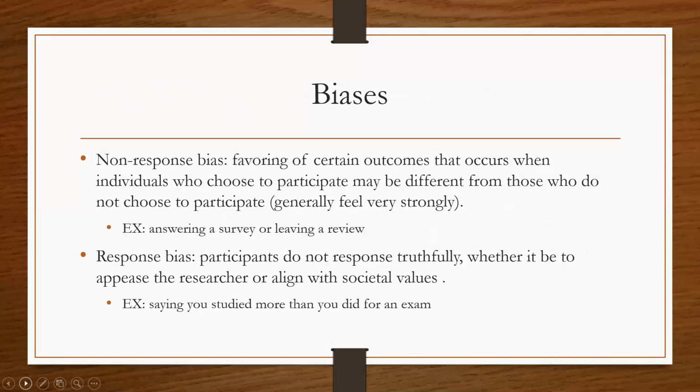Then you also have response bias, where participants try to fit in with the social norms, or don't want to upset someone, so they tell someone what they want to hear. They don't respond truthfully. Examples of this are saying that you didn't drink as much alcohol as you did, or that you studied more for an exam than you did. It's something that aligns with societal norms, or something you think the researcher wants to hear.